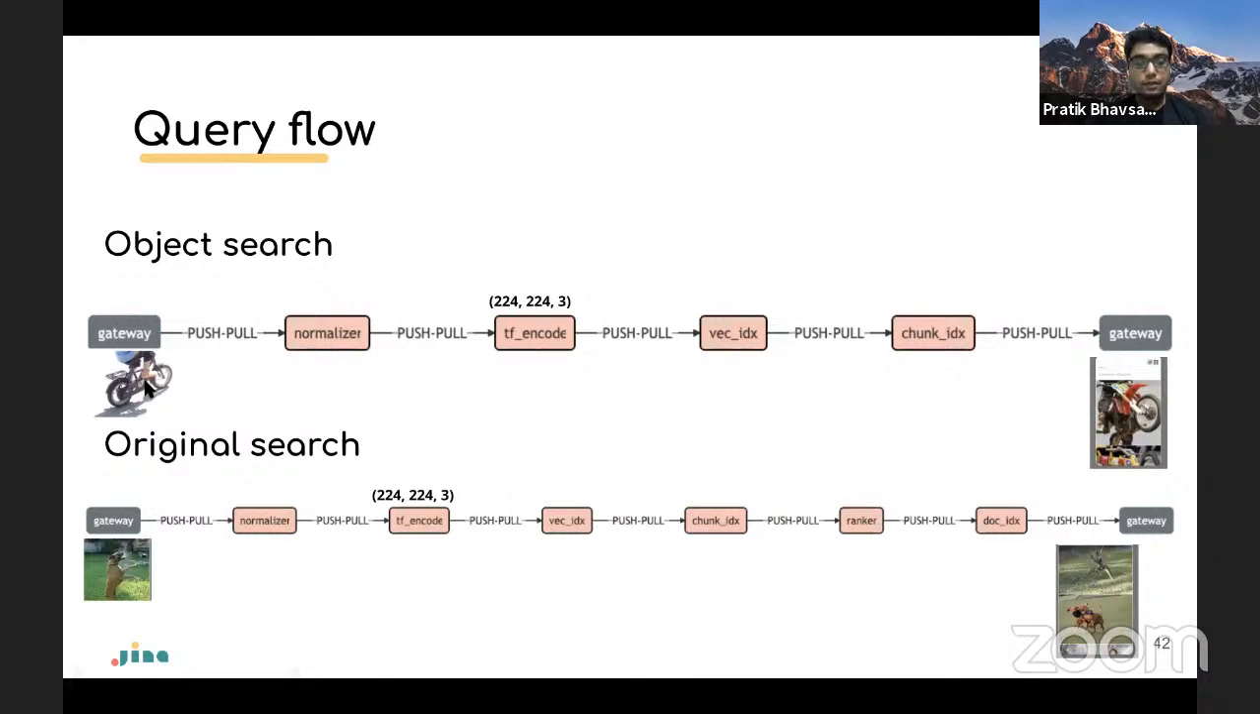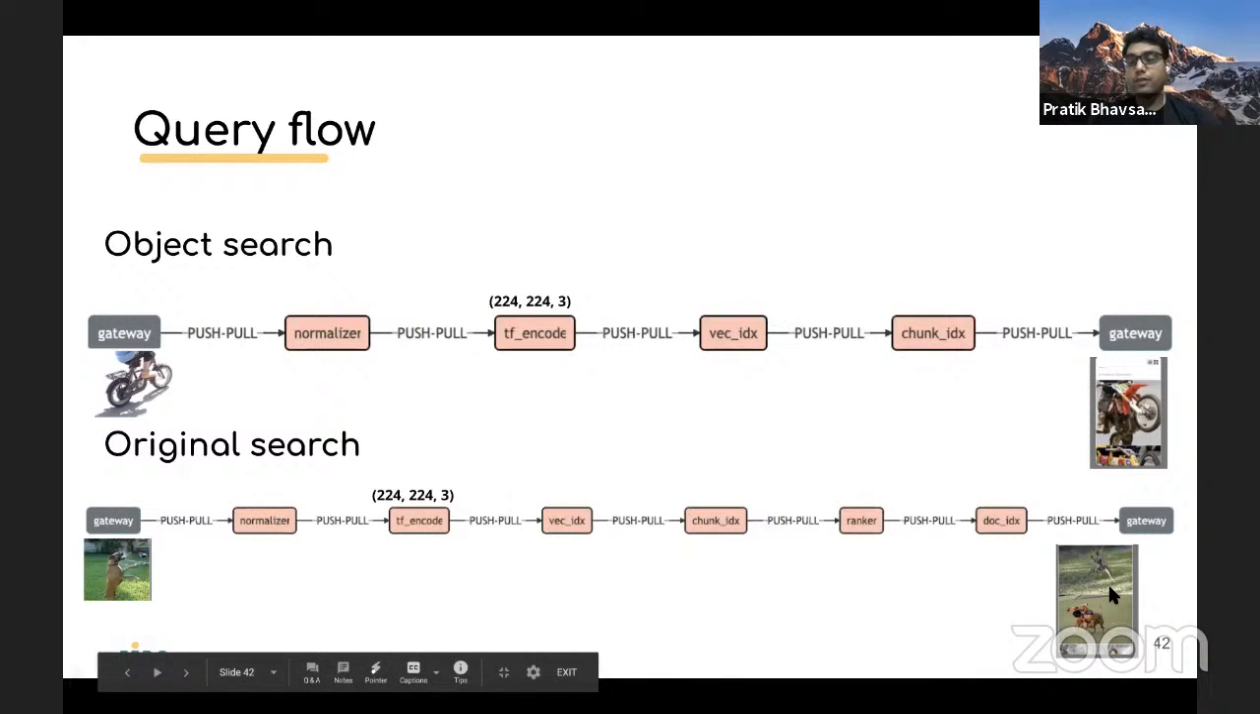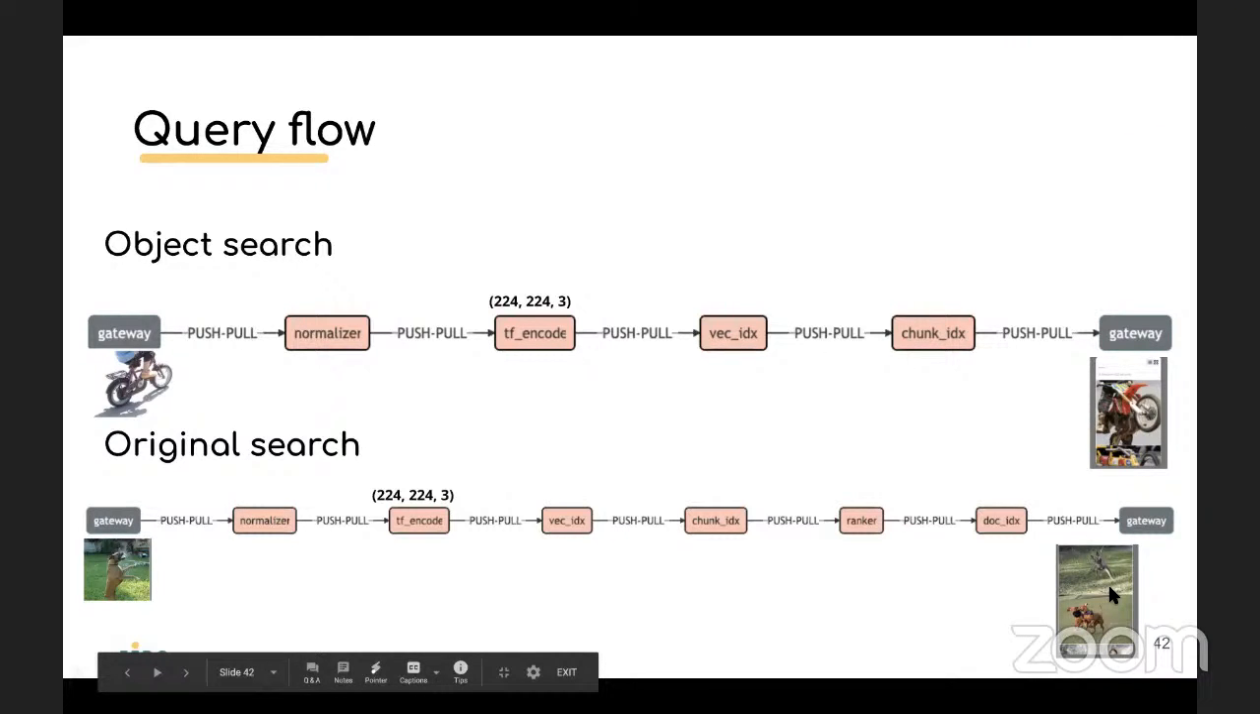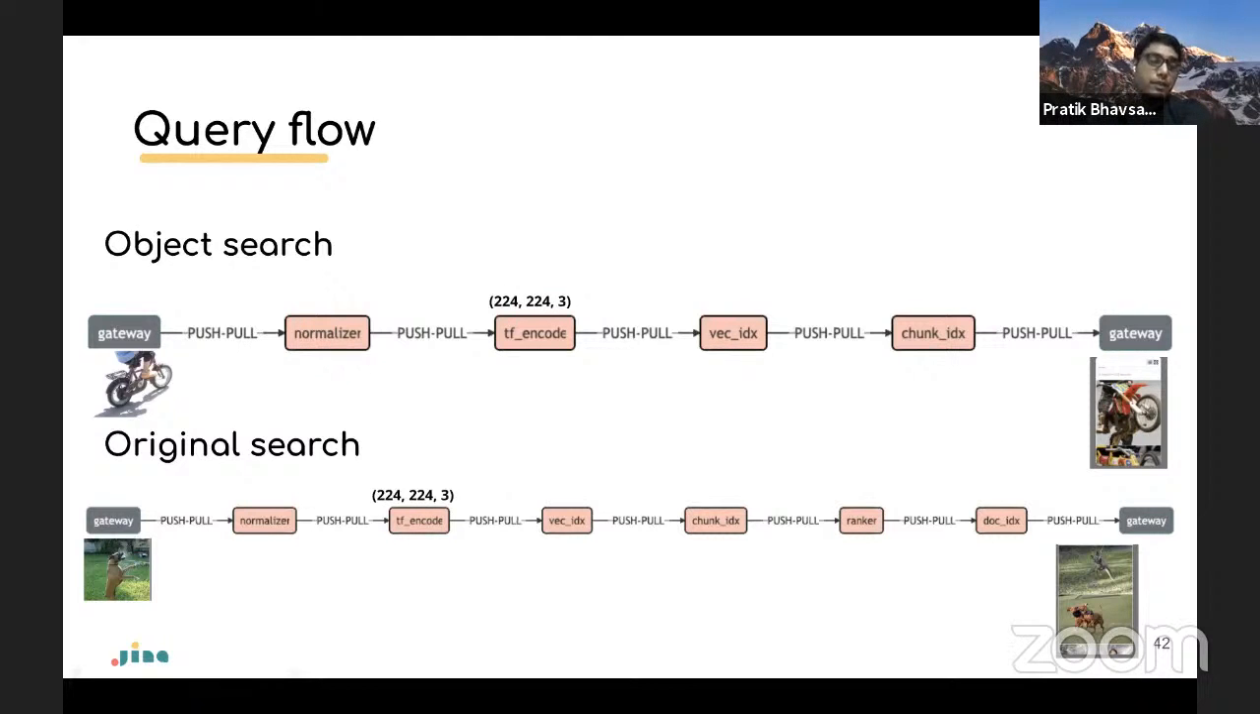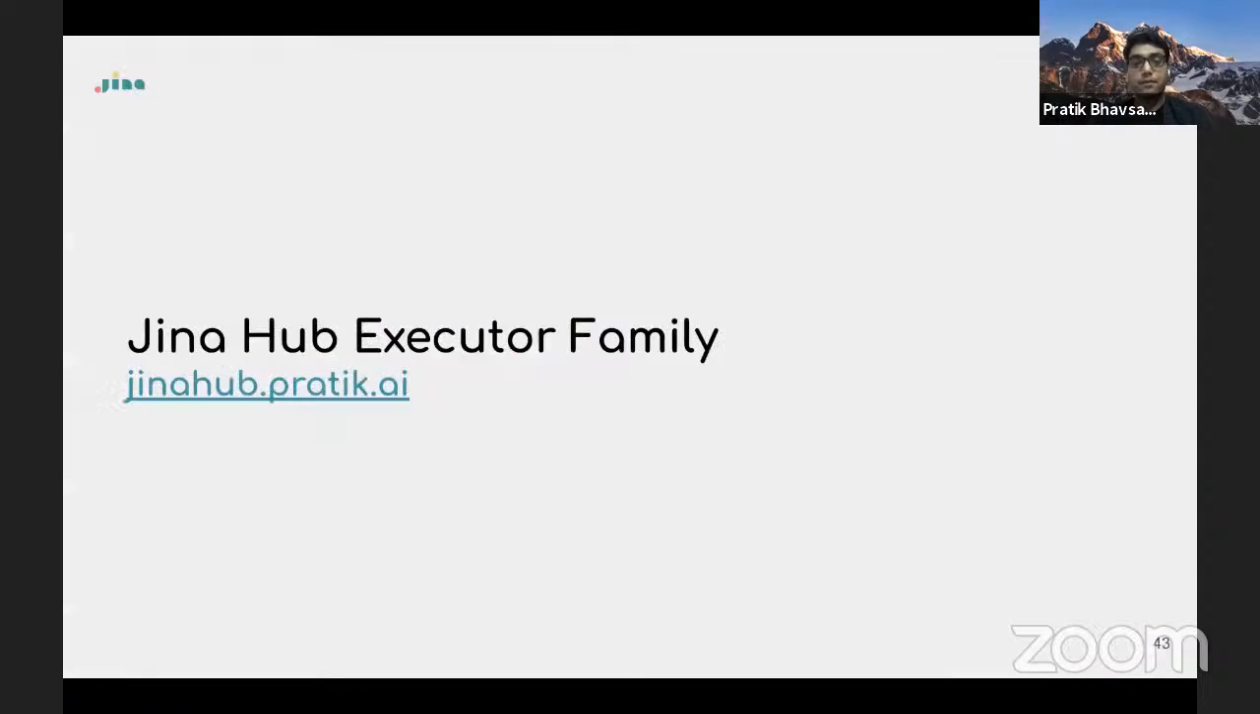So this is how it looks. You pass a cycle image, you get the cycle images for the object search. You pass a dog image, you get the images where the dog actually existed. So that is the original search that we are calling it. So this is how easy it is. If you had to implement all these things from scratch, it would be a lot of trouble.